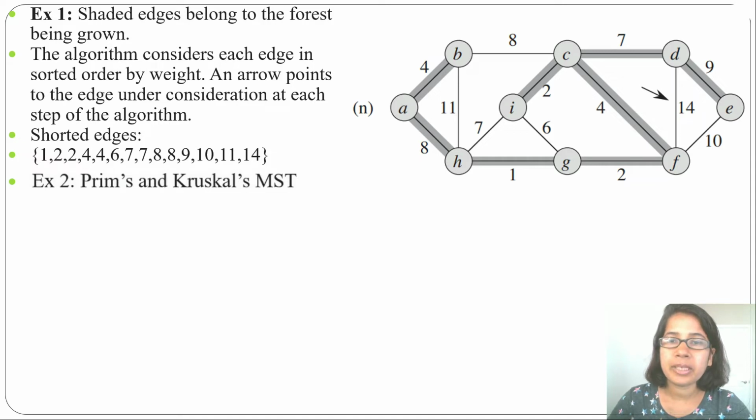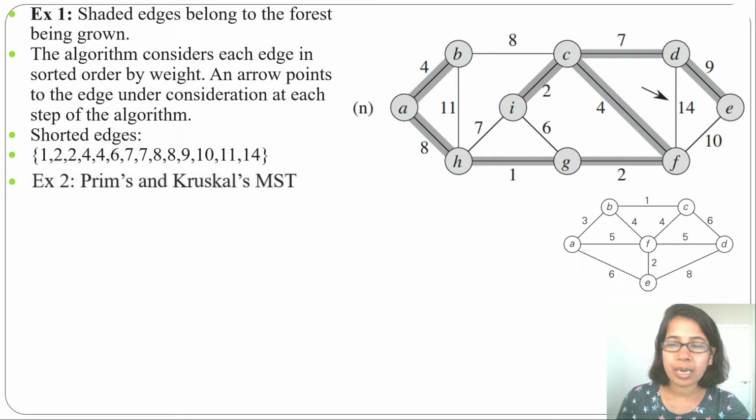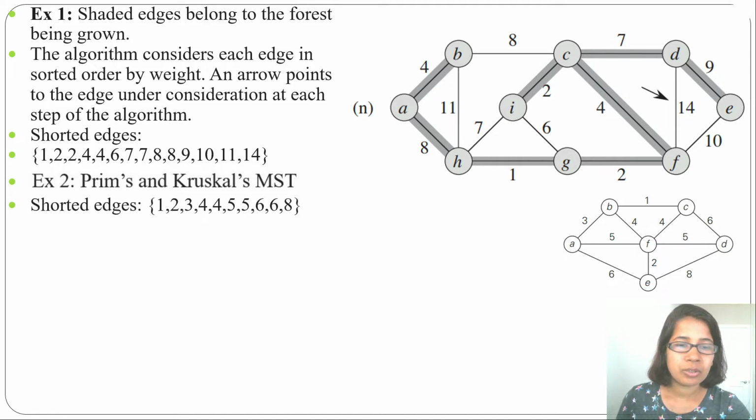Hi, in the previous lecture I discussed Kruskal's algorithm. Let's discuss one example for finding the minimum spanning tree by using both Prim's and Kruskal's algorithm side by side so that you can understand the difference between both. For Kruskal's algorithm, I'll write all the edge weights in sorted order: 1, 2, 3, 4, 4, 5, 5, 6, 6 and 8.